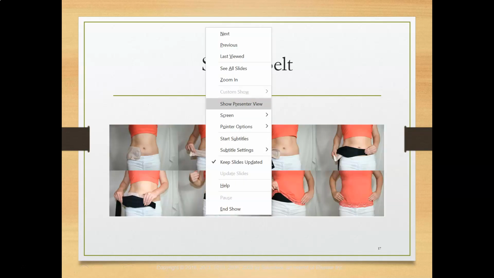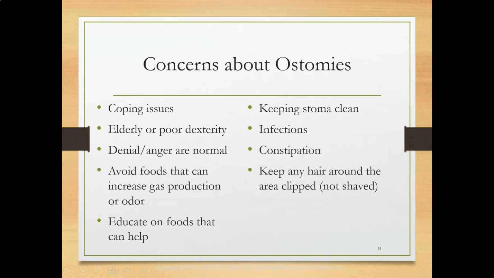Concerns about ostomies can be coping. Again, we talk about the wound nurse helping with making sure that the appliance that is used is something that the patient's able to do, especially if they're elderly or have poor dexterity. A lot of times there's a lot of denial and anger. They really sometimes will actually mourn the ability to have a normal bowel movement and dealing with the ostomy, especially if they're dealing with cancer as well.